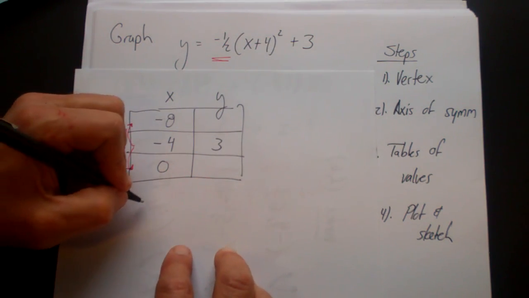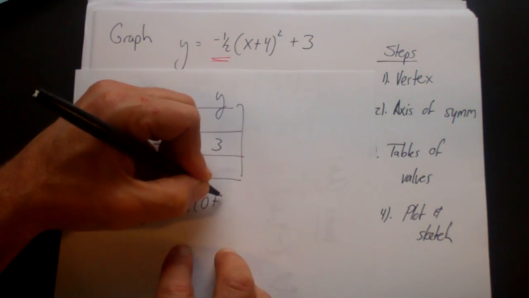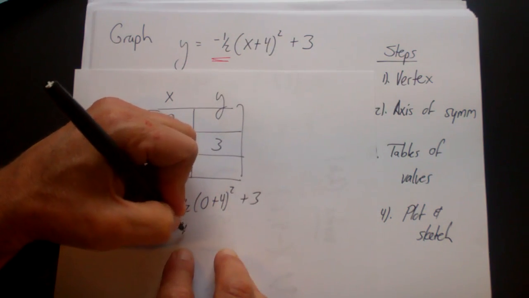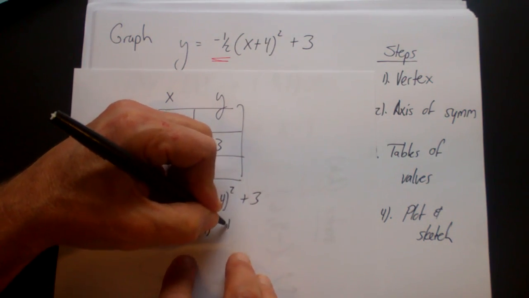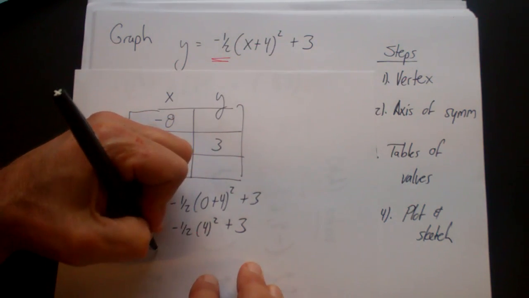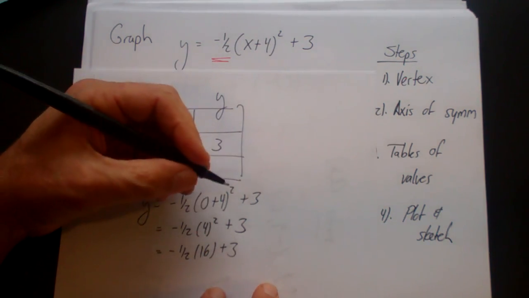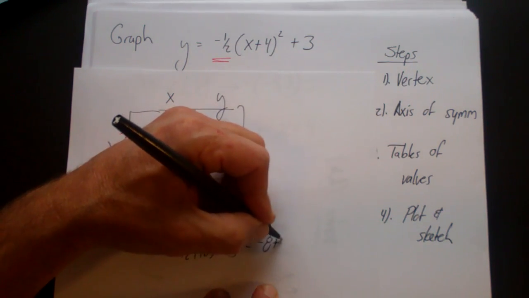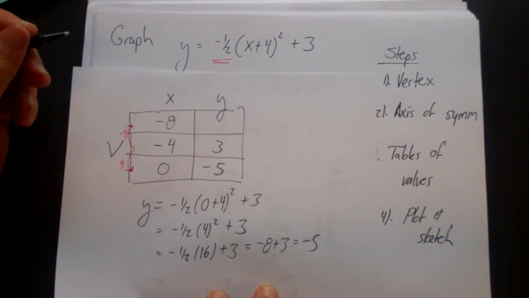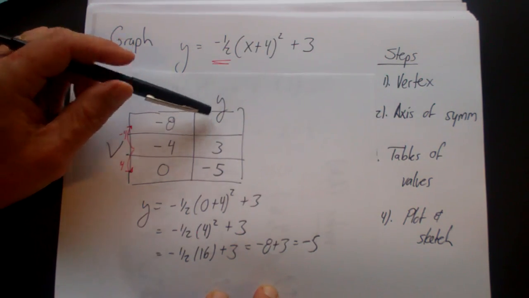How do I find the y value? Just plug in the x value. So it's minus 1/2 (0 plus 4) squared plus 3. So that's minus 1/2 times 4 squared plus 3. Remember to use your PEMDAS rules. Do what's in parentheses first and then do exponents. So that's minus 1/2 times 16 plus 3, which is minus 8 plus 3, which is minus 5. Now since this is minus 5, this will also be minus 5 as well.